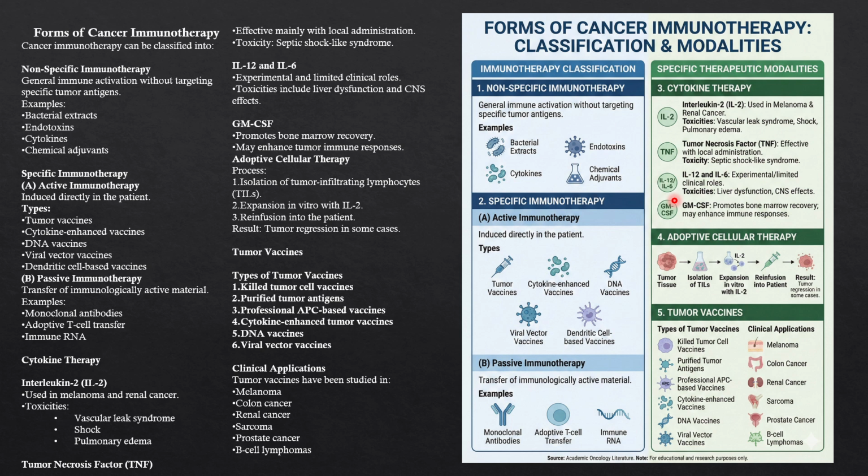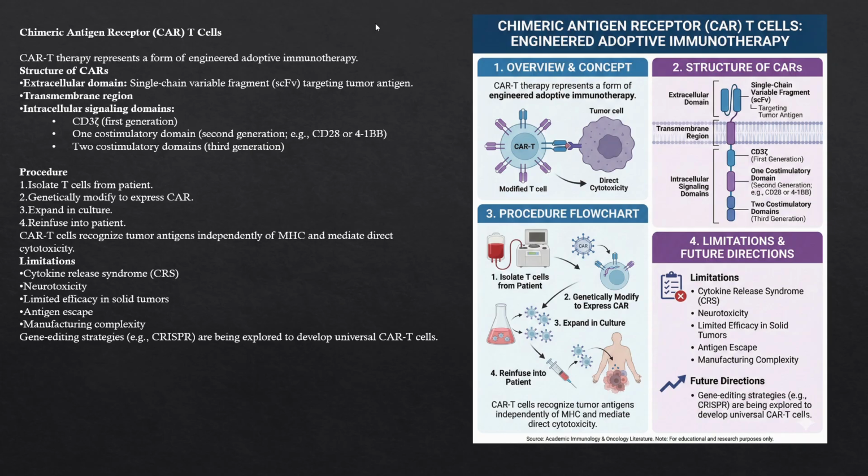Some different types of tumor vaccines are the killed tumor cell vaccines, purified tumor antigens, and professional antigen presenting cell based vaccines. Then there are cytokine enhanced vaccines, DNA vaccines, and viral vector vaccines. The clinical applications can be melanoma, colon cancer, renal cancer, sarcoma, prostate cancer, and B cell lymphoma. The next is the chimeric antigen receptor or CAR T cells.